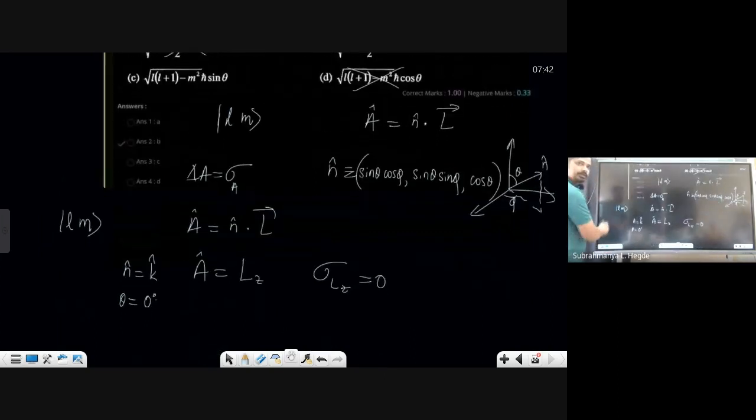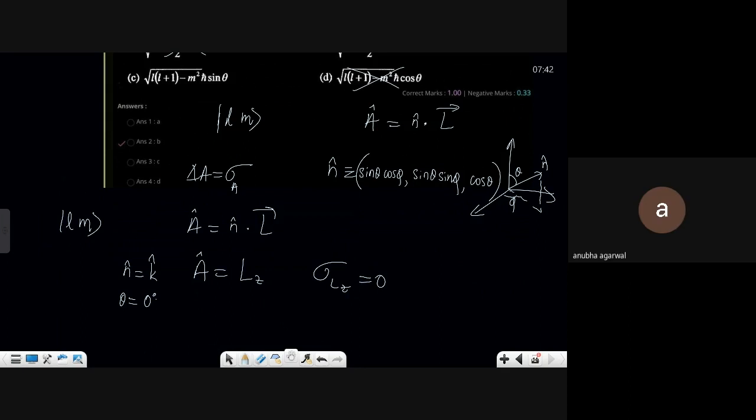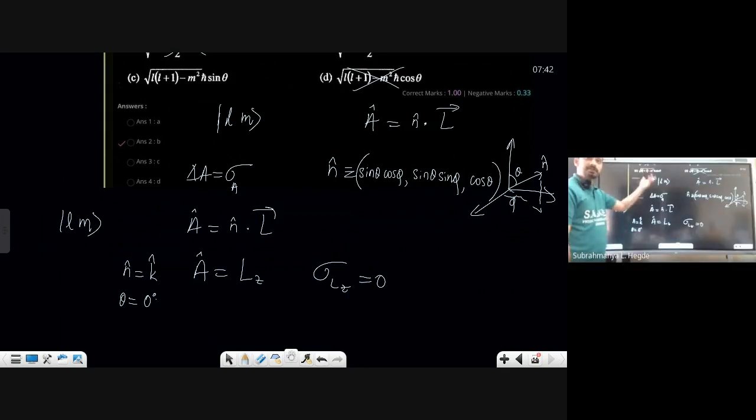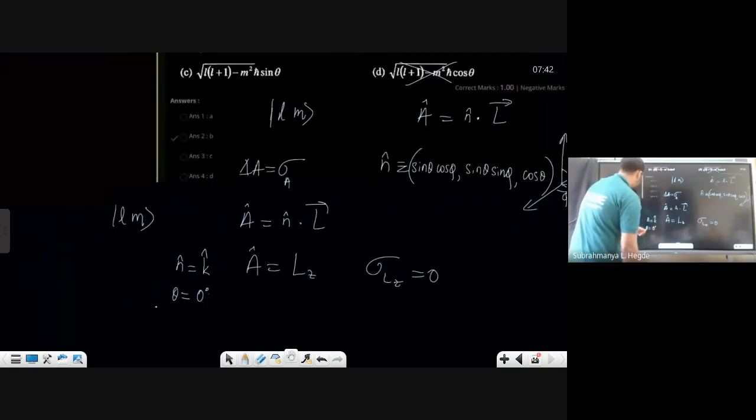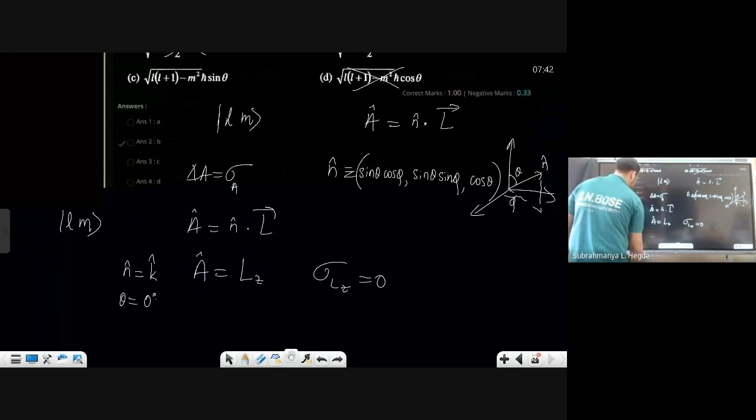Are you getting my point on Google Meet? Why n cap? I took one special case. I'm trying to eliminate options. n cap is arbitrary, as he has given. I took one special case to eliminate the option. Or you can start like this.